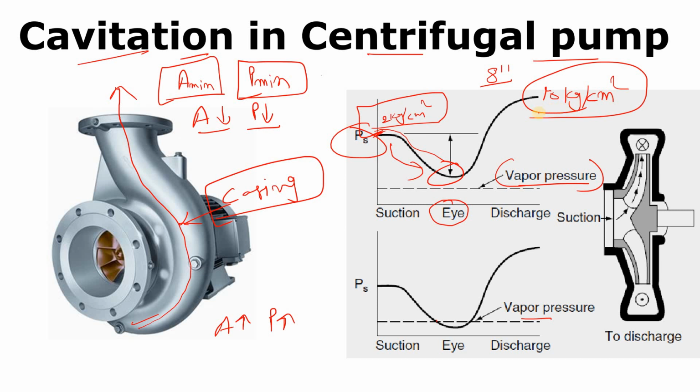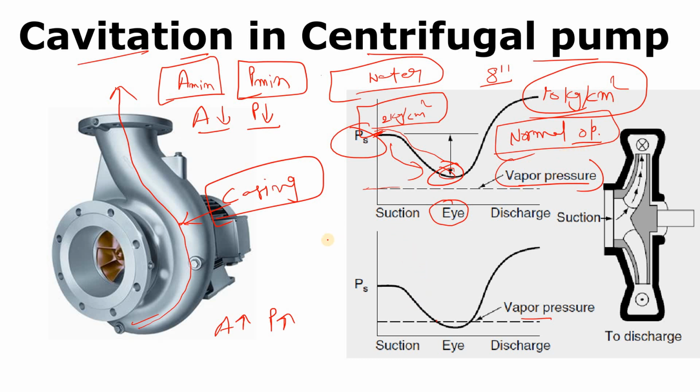It could be anything, right? I am just giving you one example. And here you can see that this is my vapor pressure. At normal operation, at the eye side, your pressure is above the vapor pressure. Let's suppose the fluid is water. It means that at the eye side, where the pressure is minimum, it is above the vapor pressure of the water at that temperature. That is very important. The statement is very important. This is the condition when your pump is running normally, and mainly our pump runs normally.